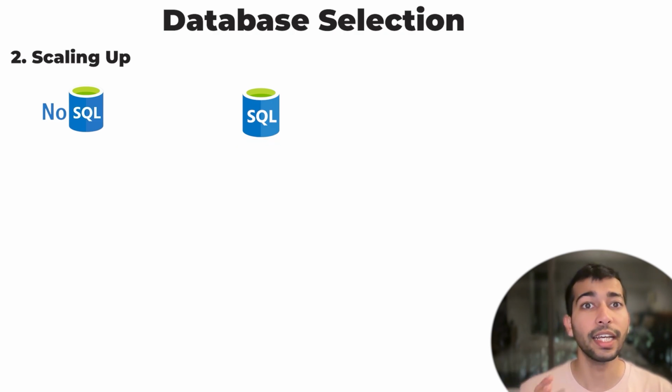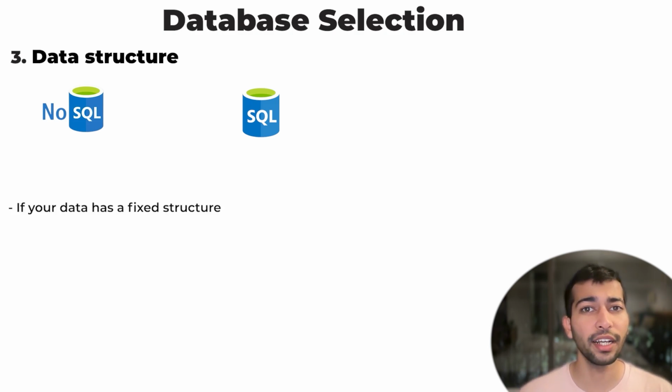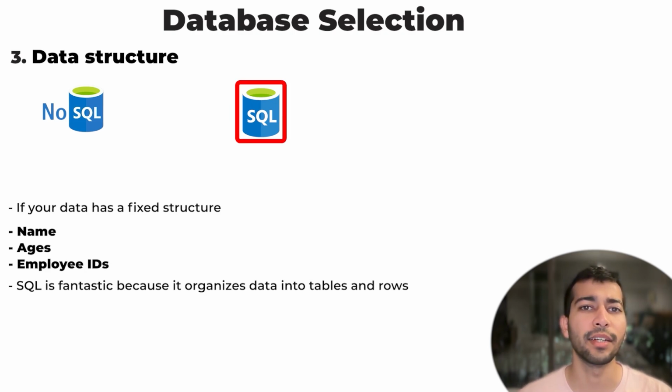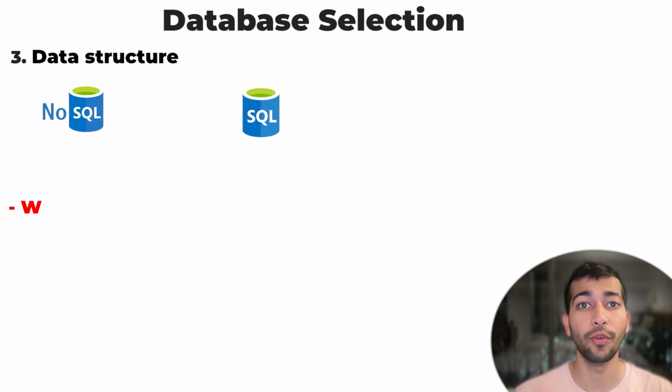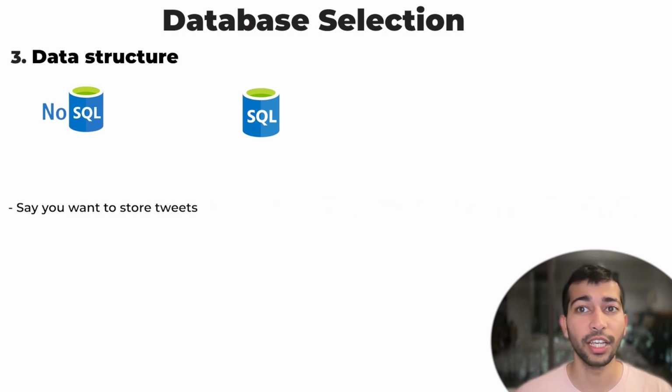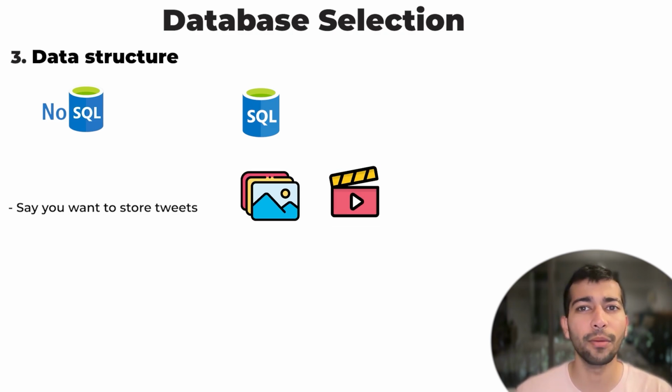Now our third point is data structure. If your data has a fixed structure, think of data like names, ages, or employee IDs, SQL is fantastic because it organizes data into tables and rows. It's like a library. Everything has a specific shelf and its place. But what happens when your data doesn't fit into a fixed structure? Say you want to store tweets where some tweets have images, some have videos, some have hashtags, some may not have these hashtags, some may not have these videos.